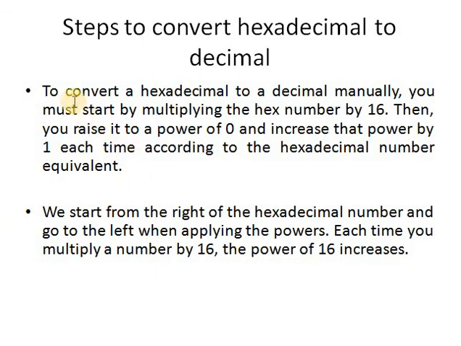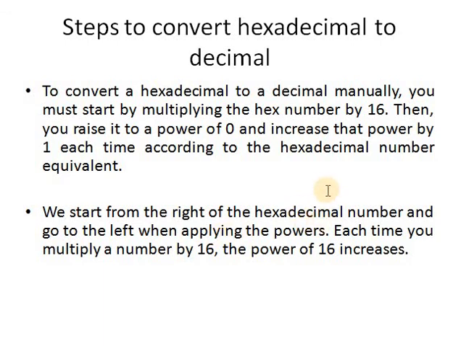So that is what they are saying. To convert a hexadecimal to a decimal manually, you must start by multiplying the hex numbers by 16, then you raise it to a power of 0 and increase that power by 1 each time according to the hexadecimal number equivalent. We start from the right of the hexadecimal number. We should start from right and go to left when applying the powers.